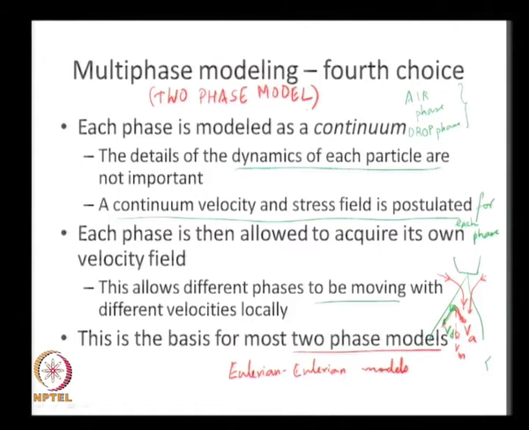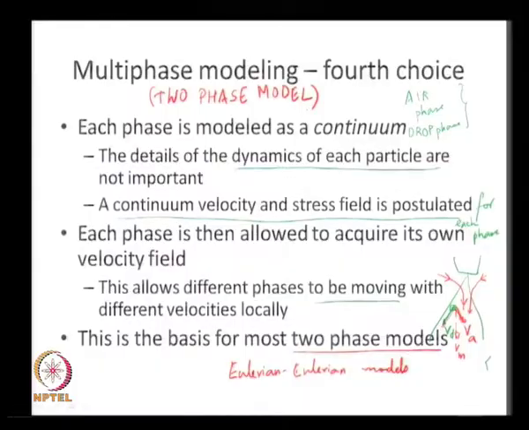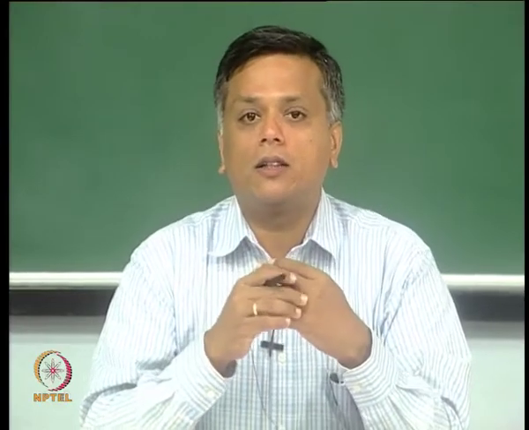These two-phase models rely on the assumption that I can take all the bubbles and postulate a continuum phase comprising all the bubbles. So, this is essentially the fourth modeling choice. Now we have learned four different ways of modeling multiphase flows.